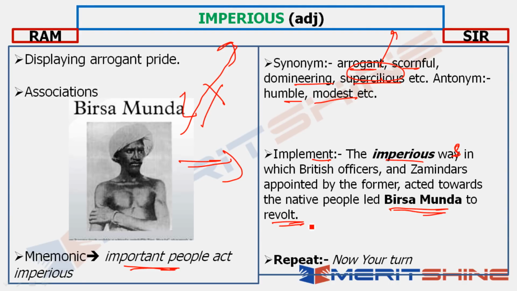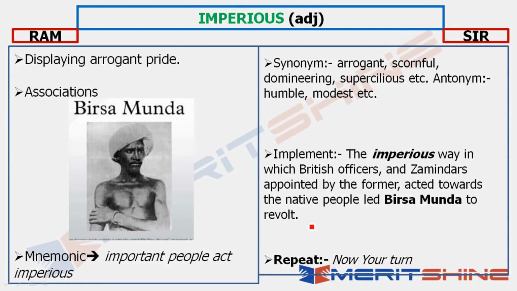Right? So the arrogant pride, the way in which the British people and the zamindars who were appointed by the British displayed pride and exploited the native people, the Mundas, the tribals, that led to the tribal revolt of Bengal, Bihar, Odisha by Birsa Munda. So let me tell you about Birsa Munda now. This legendary hero hailed from the tribal community of Mundas.